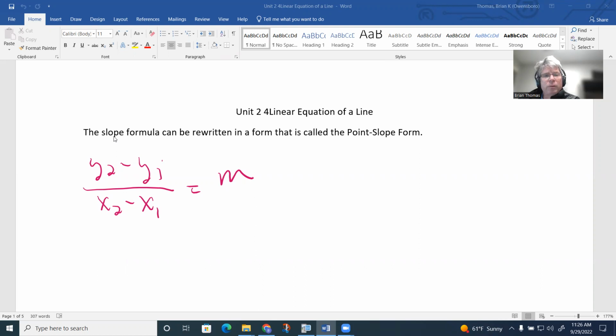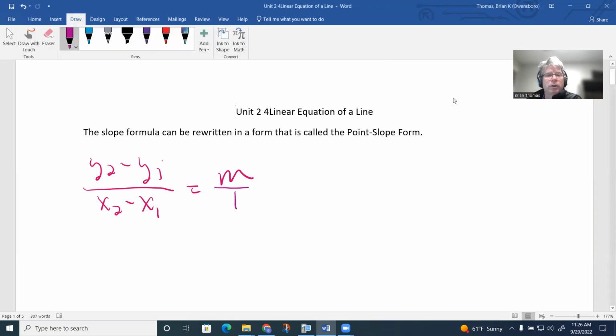So one of the first things to pick up on is we know the slope formula can be rewritten in the form of what we call point slope form. So the way this works is I can put this m over a 1, make it a ratio. And we know that with ratios, you can cross multiply. So this becomes then 1 times y2 minus y1, which is just y2 minus y1. And then we multiply the m times the x2 times x minus x1.